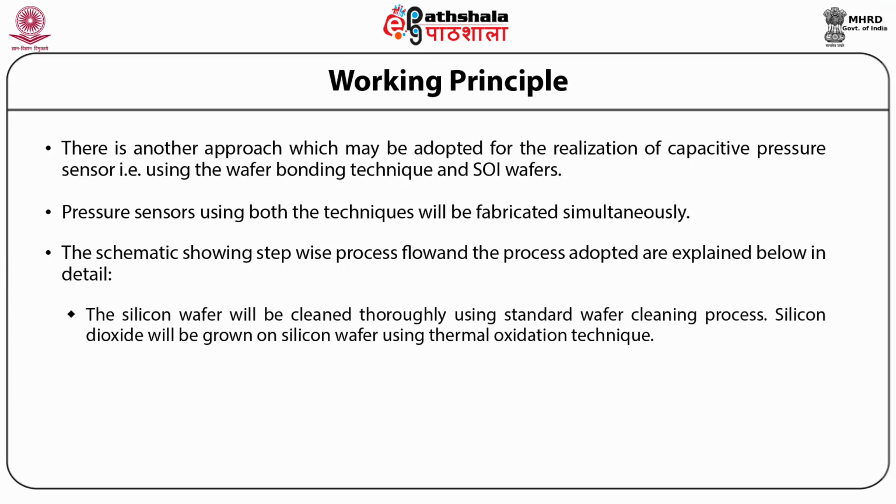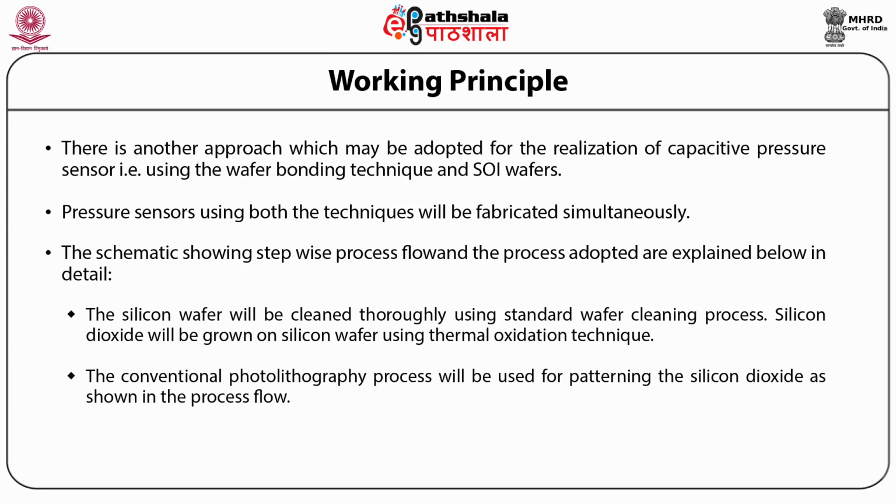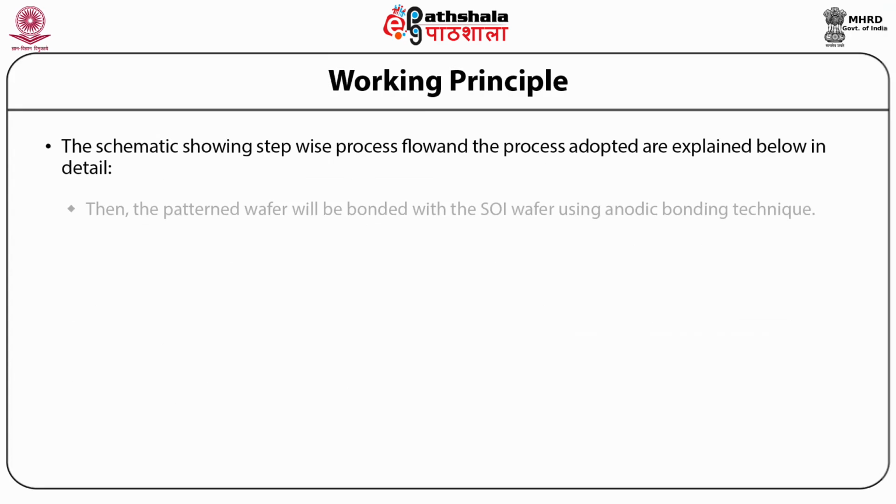Firstly, the silicon wafer will be cleaned thoroughly using standard wafer cleaning. The silicon dioxide will be grown on the silicon wafer using the thermal oxidation technique. Then the conventional photolithography process will be used for patterning the silicon dioxide, as you can see in the next slide. The patterned wafer will then be bonded with the SOI wafer, where SOI means silicon on insulator, using the anodic bonding technique.